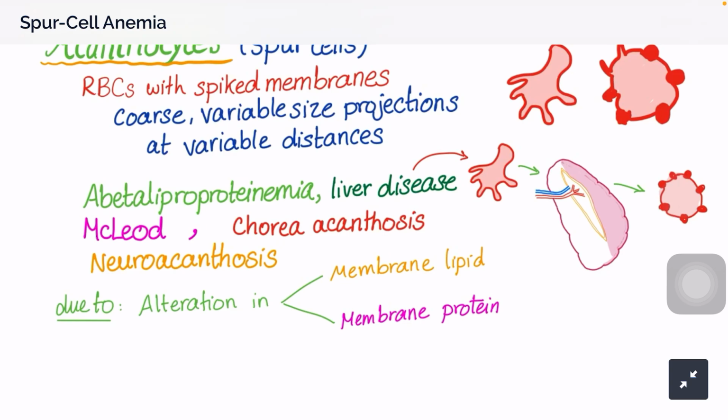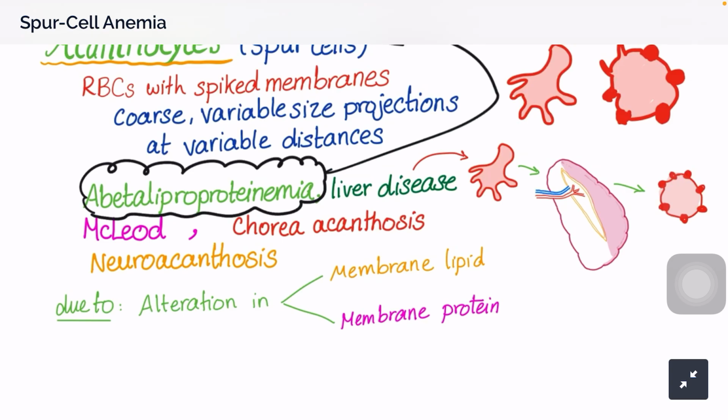Okay, when do we see acanthocytes in the blood? Please don't forget abetalipoproteinemia, which is a rare autosomal recessive disorder, deficiency in apolipoprotein B48 and B100. There's a problem with chylomicrons and VLDL. Okay, what else? Liver disease, McLeod syndrome, chorea acanthocytosis, neuroacanthocytosis. They're very rare diseases, but please, if there's anything that you can learn from here, abetalipoproteinemia, they have acanthocytosis.